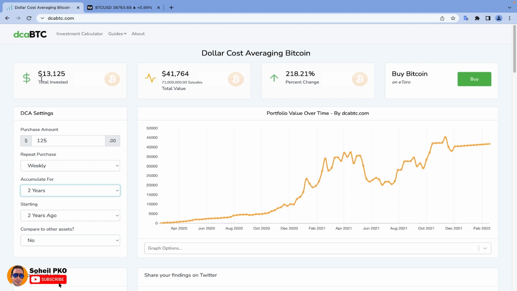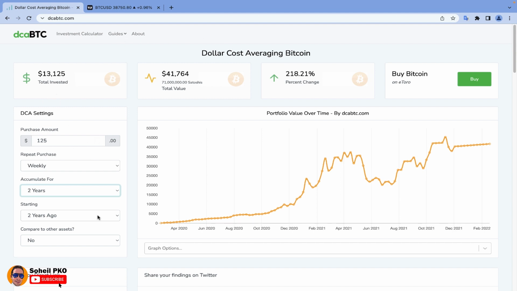The total amount invested in this 2 years is $13,125, and the total value of our investment today would be $41,764, 218% profit, more than 3 times of your invested value.